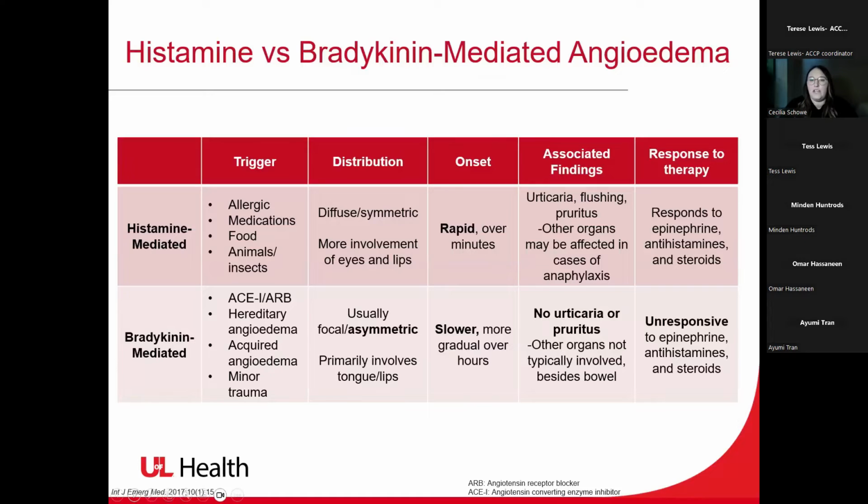When we think about the two different types of angioedema, we really have our histamine-mediated and our bradykinin-mediated. The histamine-mediated is what we're going to think about more that goes along with anaphylaxis. This is going to be triggered by an allergic reaction to certain medications, foods, potentially animals or insects. It's going to have a diffuse and symmetric distribution, with more involvement of the eyes, lips, and really the entire face. And this has a rapid onset over minutes and is potentially severe in these patients. It's going to be associated with other things like urticaria, flushing, pruritus, and in cases of severe anaphylaxis, other organs may be involved.